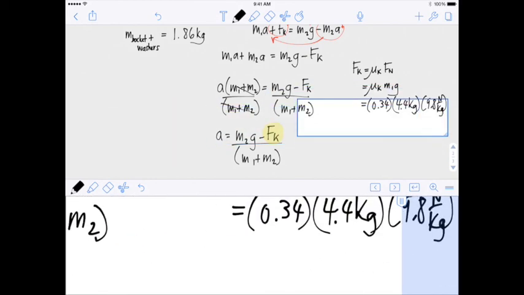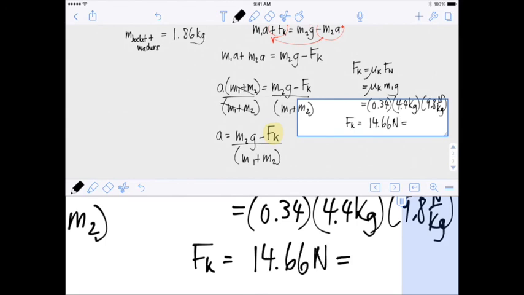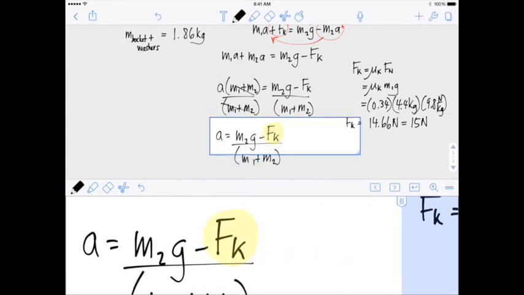If you punch this in your calculator, you get a force of kinetic friction of 14.66 newtons, which to two significant digits we'll say is 15 newtons. So now let's go and plug that in here.